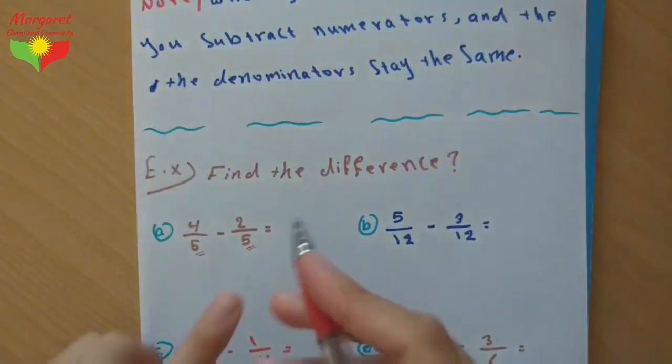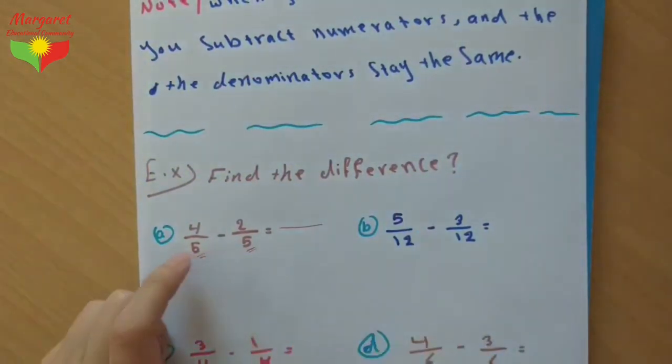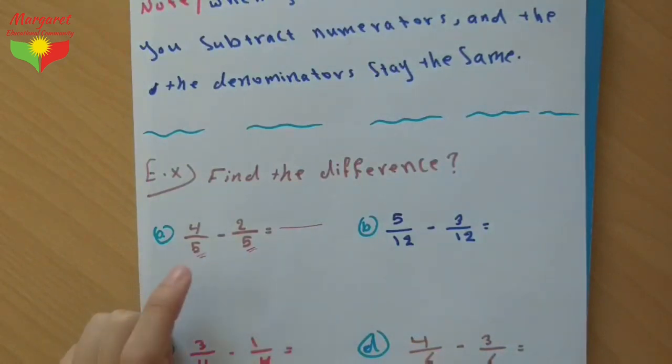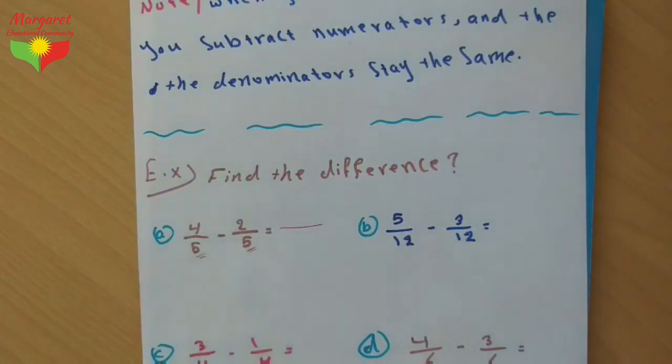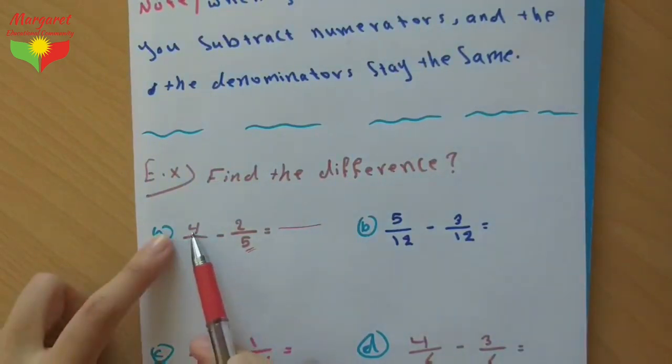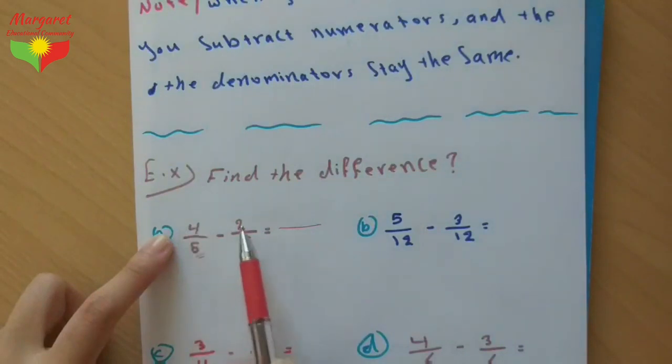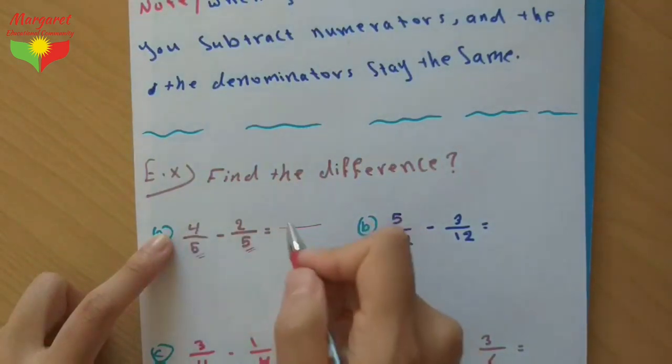By depending on this note, to subtract like fraction you must keep the same denominator. Sorry. First step, you must subtract the numerator. 4 minus 2 equals 2.